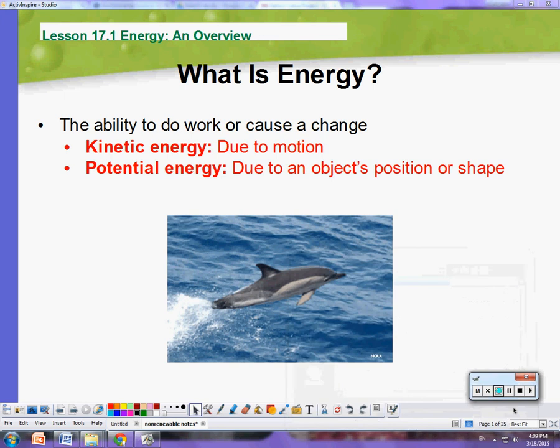This is Chapter 17, Energy Notes. This is the non-renewables that we're looking at. So to start, they go back to basic energy.